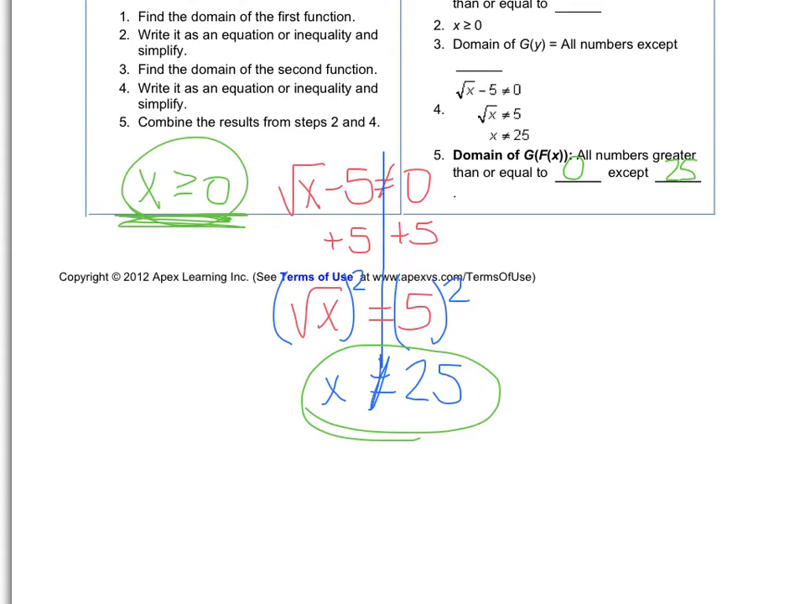So it can be 0, 1, 2, 3, 4, all the way up to 24.99999. It cannot be 25, but it could be 25.0000001, 26, 27, 28, all the way to infinity, and it would be able to be plugged in. The problem is if I plugged in 25, then my denominator would be 0, and I would get an undefined answer because we cannot mathematically divide 1 by 0. And I can't use anything negative because I can't take the square root of anything negative.